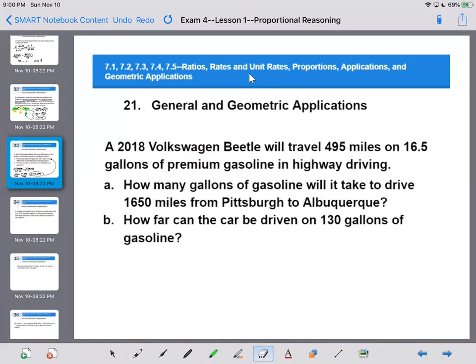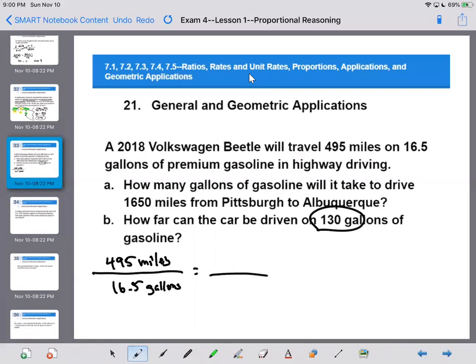But what do we know? Well, we know that there's 495 miles in 16.5 gallons. So we're just trying to figure out, okay, what about 130 gallons? How far can you go? Well, if I took 130 and divided it by 16.5, I'm still going to get a number that doesn't quite work out. I get more of a repeating decimal, and it's around 7 8 9/10.